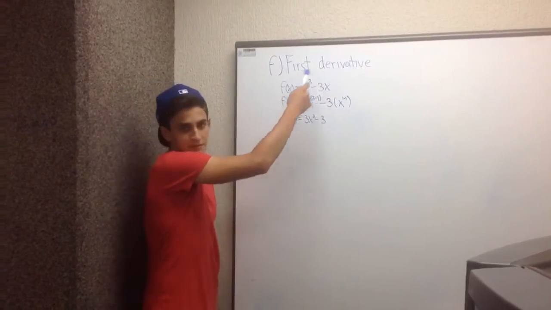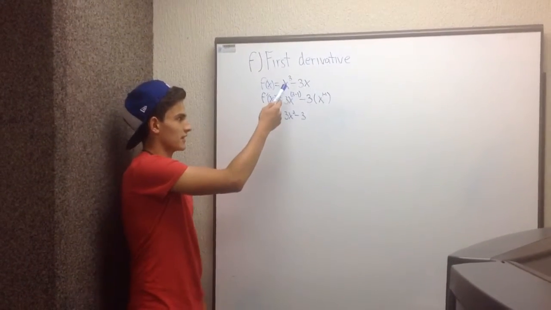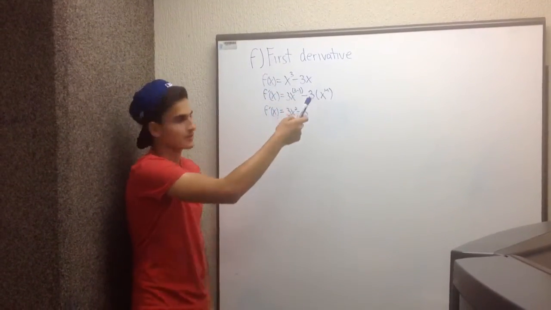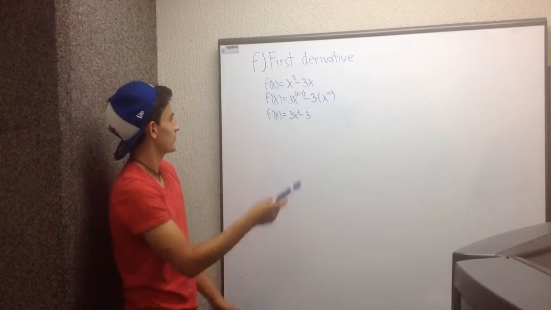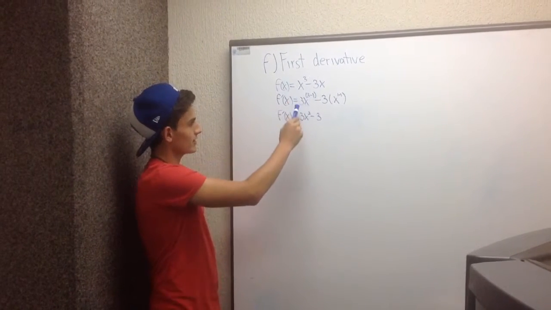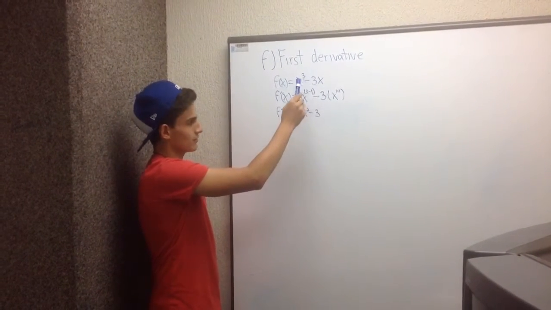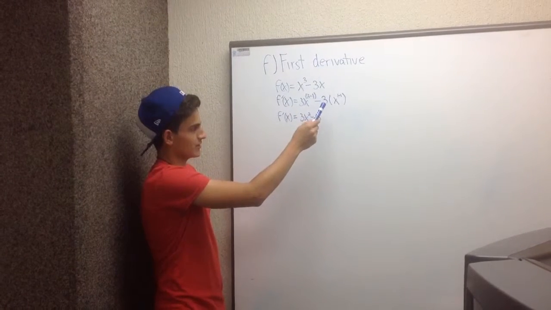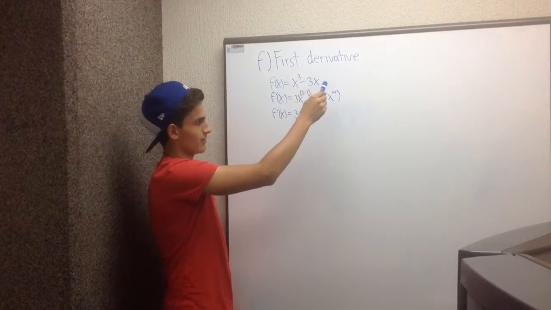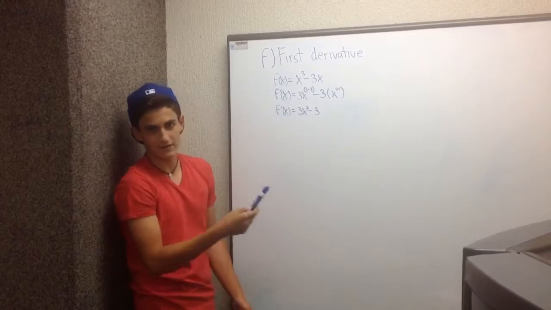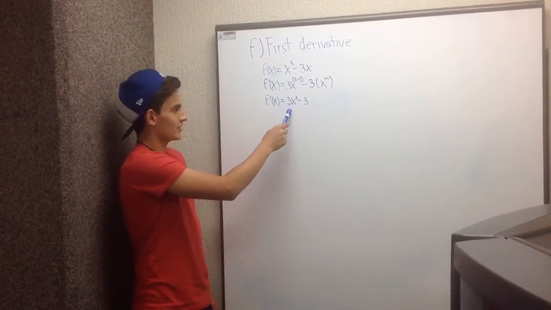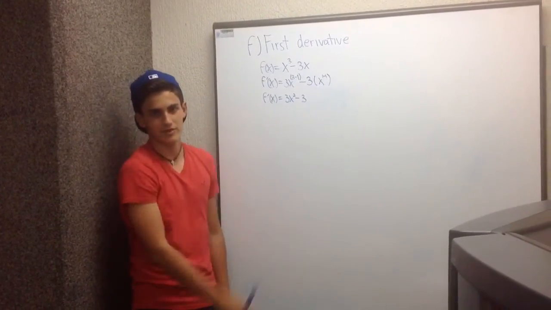Now we need to find the first derivative, so our function is x to the third power minus 3x. To get the first derivative, we're going to multiply the 3 times x to 3 minus 1, minus 3 times x to 1 minus 1. So the final result, our derivative, is 3x squared minus 3.